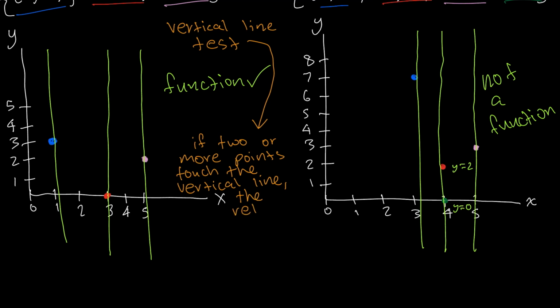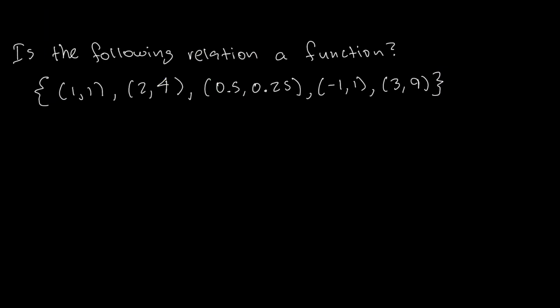The relation is not a function. And as we've seen here, we have two or more points touching. It doesn't matter if there's three, if there's 4 points along here. As long as we have 2 points that are touching along our vertical line test, we're not a function. But if we just have one or none, that's fine. Just one, we are a function.